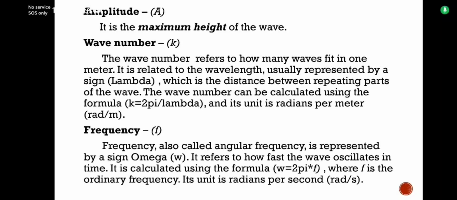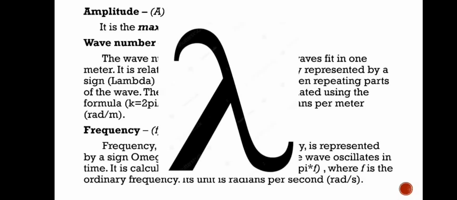Next is the wave number. The wave number tells us how many waves can fit in 1 meter. It is related to the wavelength, which is the distance between one wave and the next. The wave number helps us understand how tightly the waves are packed together, because the more waves in 1 meter means a higher wave number. The wavelength is usually represented by the symbol lambda.